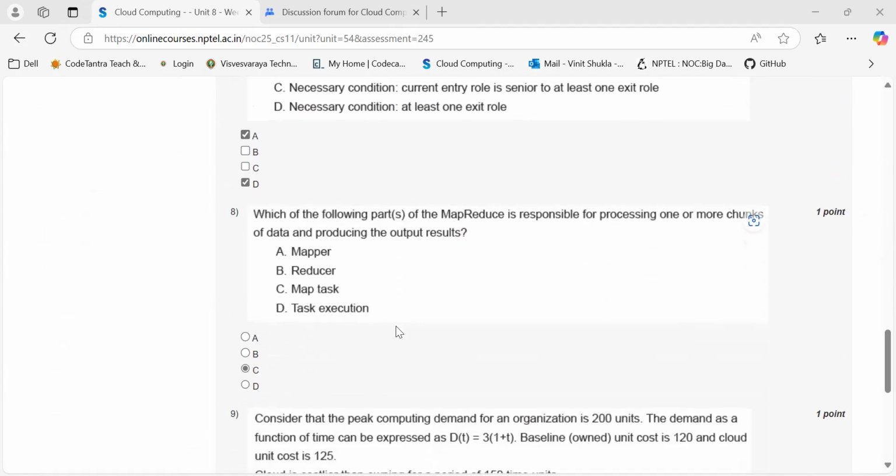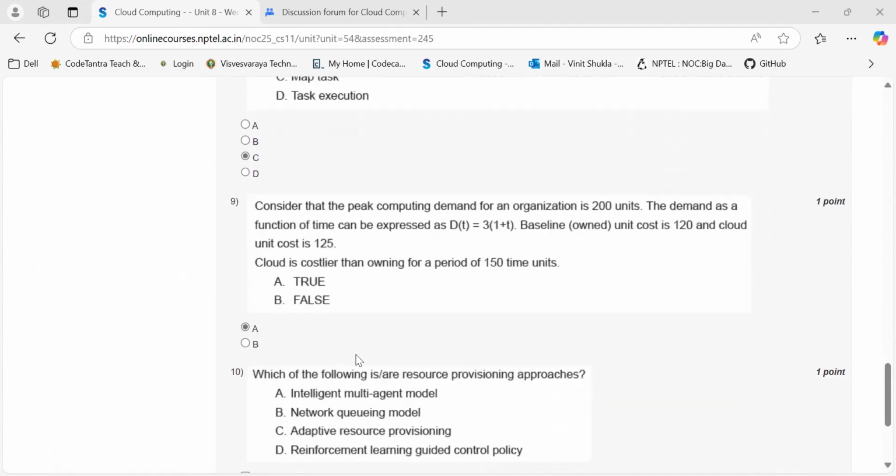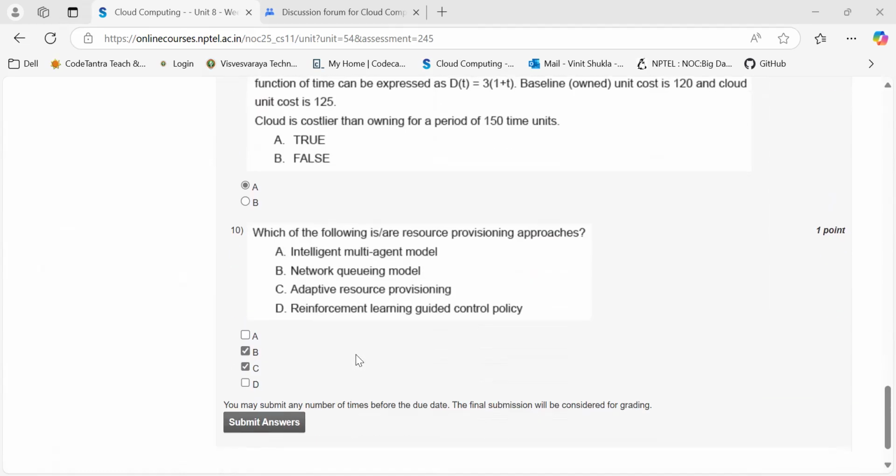Question 8, option C is possibly correct because A and B both cumulatively can solve the given question problem. So we can't go with A and B. So possibly option C is correct. 9 is true. And 10th number, B and C is correct.